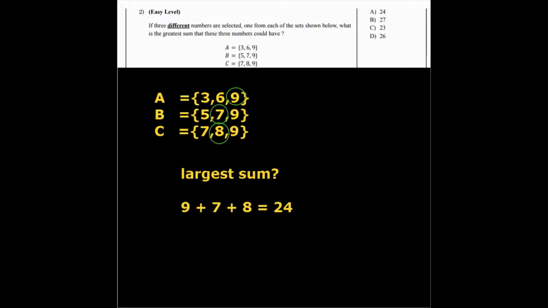Then going to set C, we cannot choose 9 because that's already been used, and we cannot choose 7. So we can choose the element 8 from that set. That combination forms the largest sum. 9 plus 7 plus 8 is 24, and the correct answer is A.